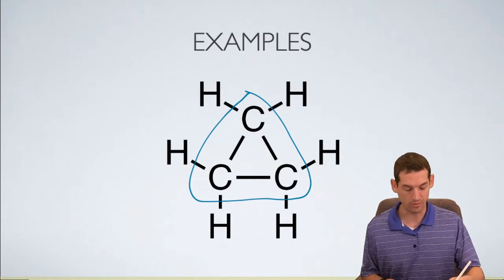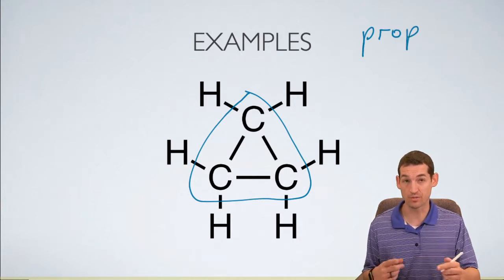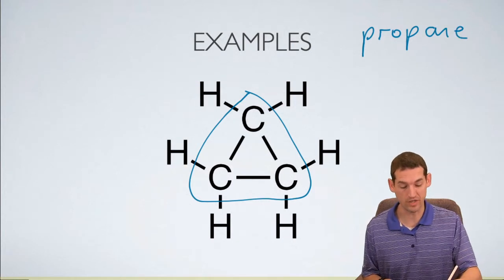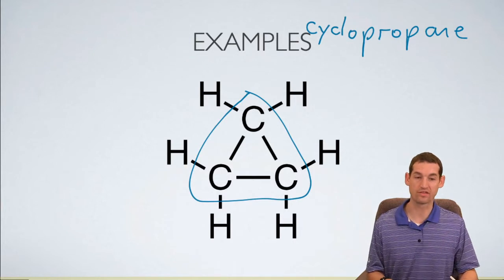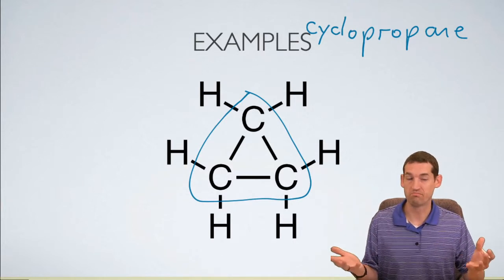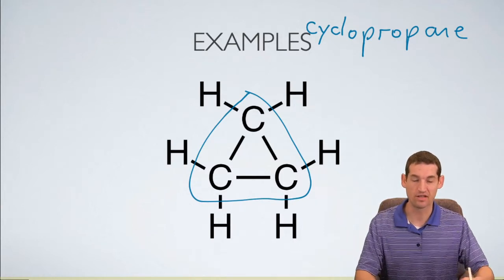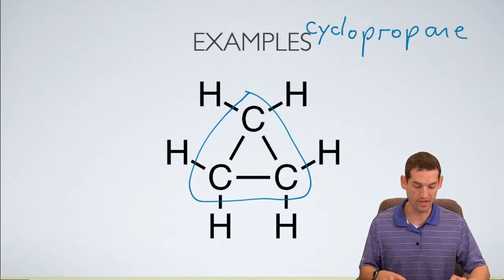So this is a prop. It's all single bonds between the carbons, so it's a propane. And because it forms a ring, I add on the cyclo prefix. So this is cyclopropane. So not a big difference, just adding in the cyclo prefix to tell us that it's a ring shape. All right, let's move on to the next one.